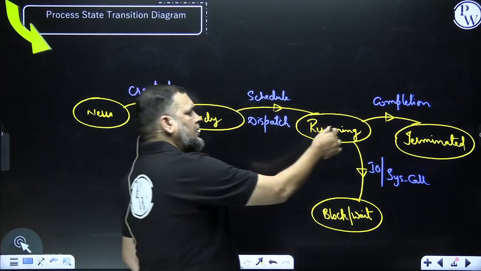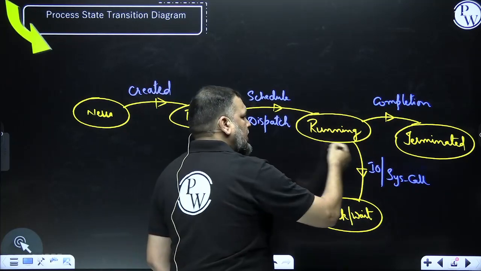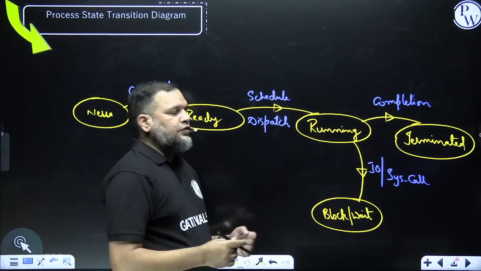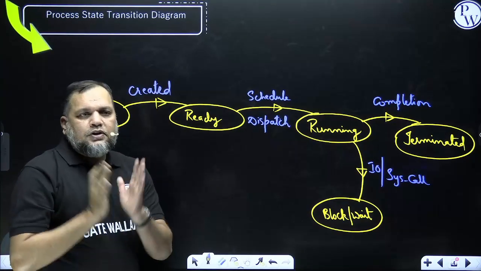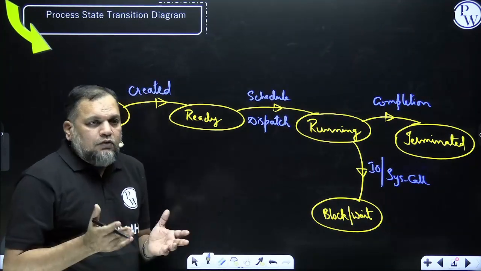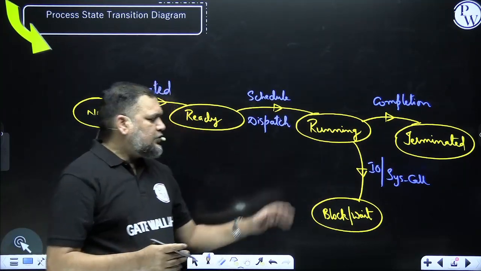The process is running on CPU. If it needs to perform IO operation, if it needs to execute any system call, it immediately leaves the CPU and goes to a block state. It remains in the block state, waiting for the IO operation to complete. It is waiting for the operating system to complete the IO operation. So that is block or wait.